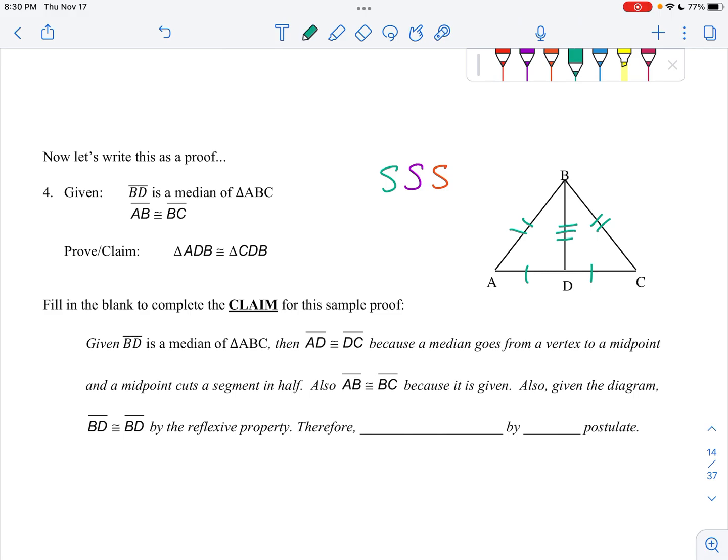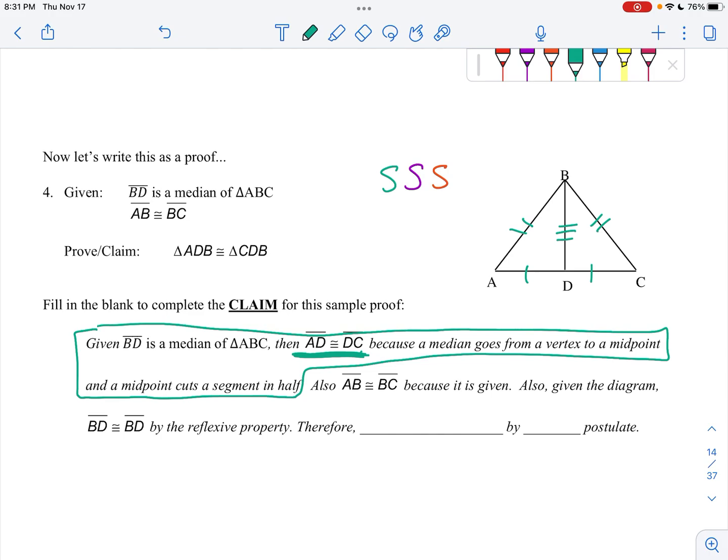This first sentence says, given BD is a median of triangle ABC, then these two sides are congruent, AD and DC, and then it explains why. Because a median goes from a vertex to a midpoint, and a midpoint cuts a segment in half. So this sentence right here directly explains this part of the postulate, that there is this set of sides that are congruent, and here's why.